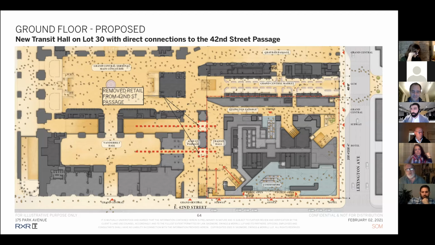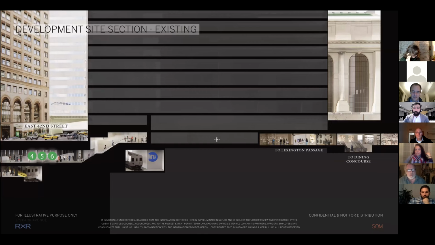Now, a very important goal here that we've been working on with the MTA is to increase the porosity between the transit hall and the rest of the terminal via the 42nd Street passage. So what we are proposing here is to remove two of the retail stores that you see here, specifically and strategically in alignment with the Oyster Bar ramp and with the Vanderbilt Hall axis. And I'm gonna show you what that looks like in a little bit.